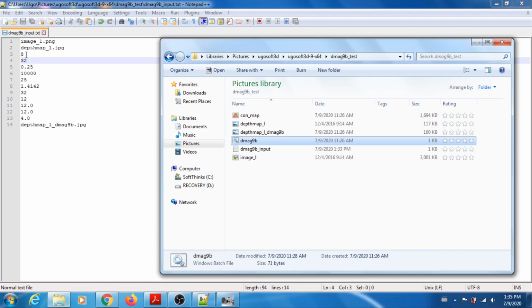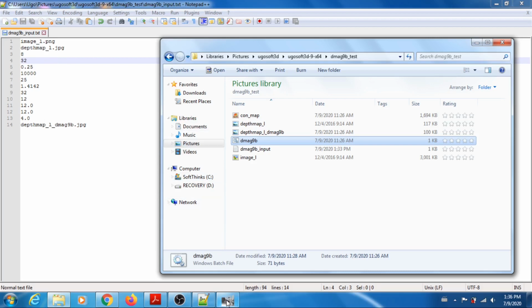Yeah, so here I use 8 and 32. I think the default is the opposite, the inverse, 32 and 8. I mean, you can play around. Try 8, 16, and 32 for both 3 and 4 and see which one you like best. I think that's pretty much all you have to play with here in DMAG9b.